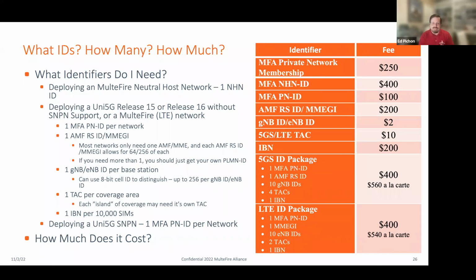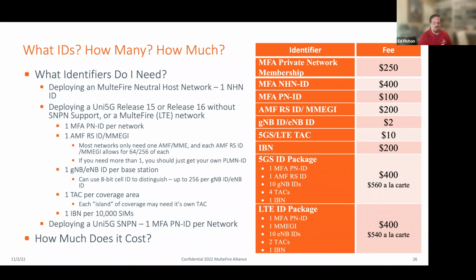One of the most common questions we get is, how many identifiers do I need? And we have this listed here. You need one private network ID per independent network. You'll need one AMF region set ID, or if you're doing LTE, one MMEGI. Each of the instances identified by that, the AMF or the MME, can handle a lot of devices. And for each of those identifiers, you can actually run a bunch of instances of your MMEs or your AMFs. So with one of these identifiers, you probably have more than enough capability. If you ever end up needing more than one AMF region set ID or MMEGI, that means you have a really large network, and it might make more sense for you to go ahead and get your own PLMN ID at that point. We also recommend one gNodeB or eNodeB ID per base station.